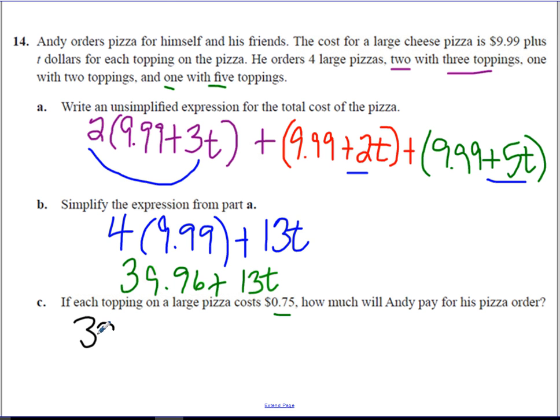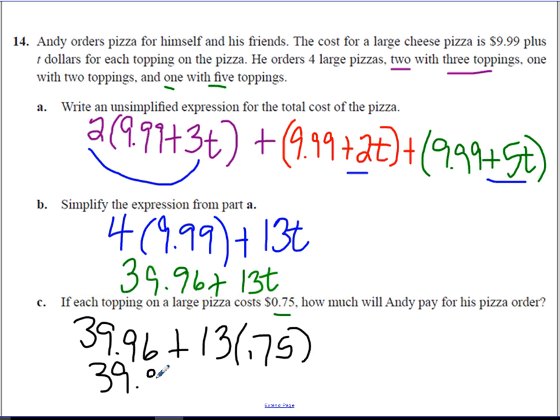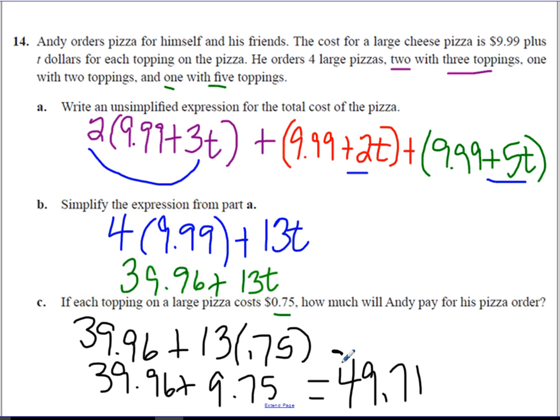So we have $39.96 for just the 4 cheese pizzas. We're adding 13 toppings, which cost 75 cents each. And so if we solve that, we get $39.96 plus 13 times 75 cents would be $9.75. And so we get a total of $49.71 for the pizzas.